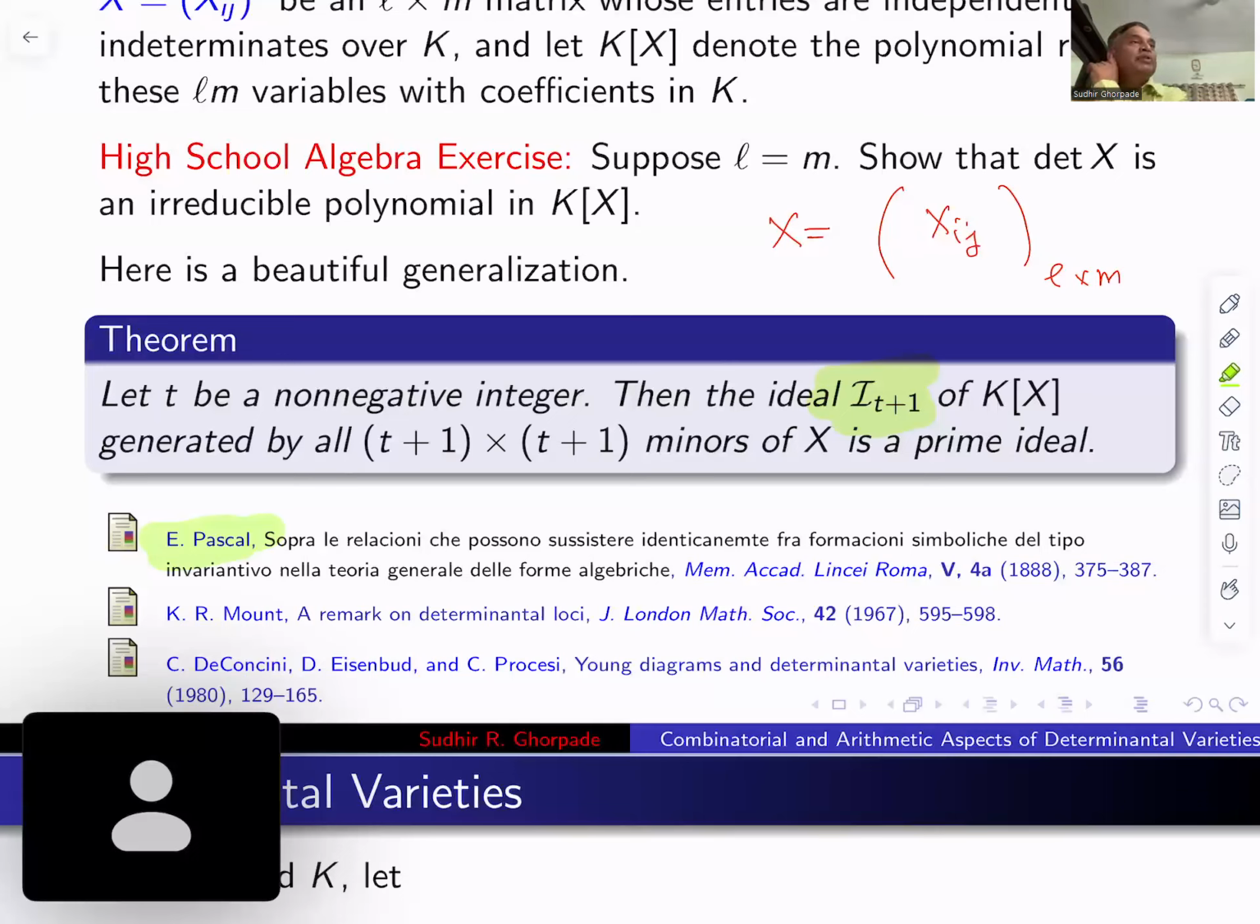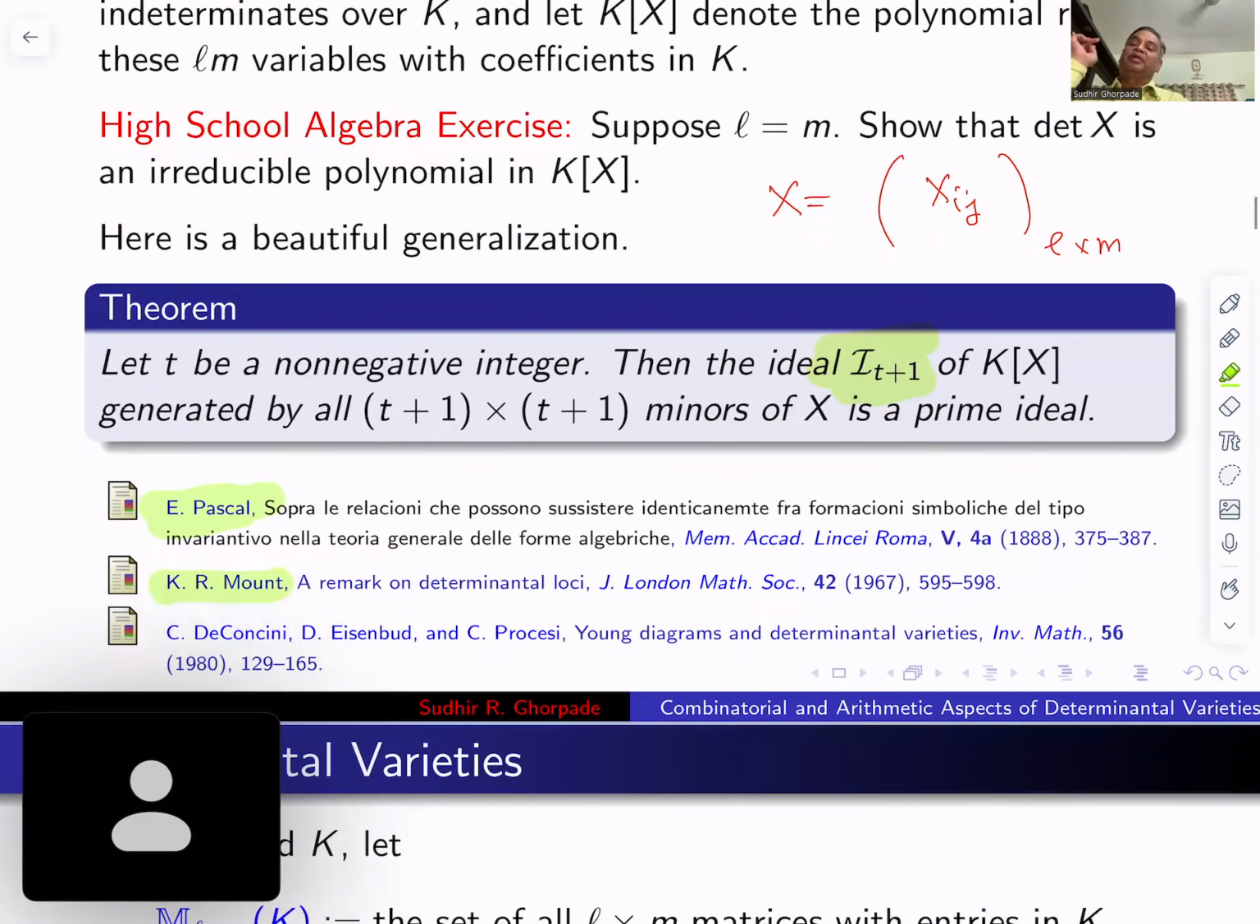In more recent time, a somewhat modern proof was, I think, first given by Mount, published in 1967 in the Journal of the London Mathematical Society. It's just a paper called "A remark on determinantal loci." Determinantal loci is just a variety corresponding to the determinantal ideal. And going a little bit further, De Concini, Eisenbud, and Procesi gave a nice proof in an article published in Inventiones in 1980. And they did much more, and some of that I will talk about maybe a little bit later. All right. So far so good.